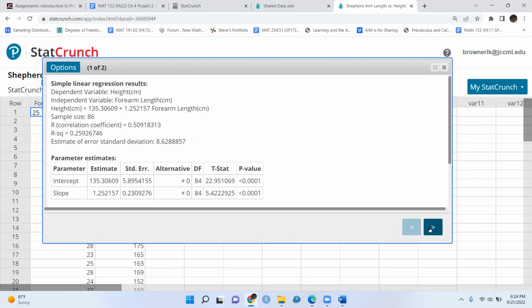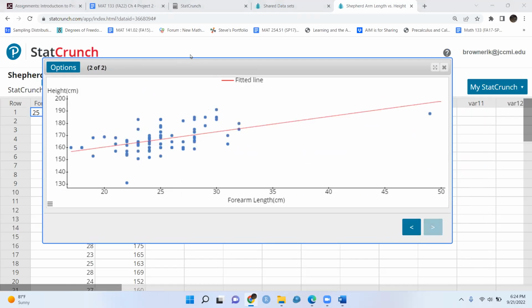The graph is, see how it says 1 of 2? That's telling you there's 2 pages on this. And down in the right corner, there's the arrow. You click that, and there's your second graph.